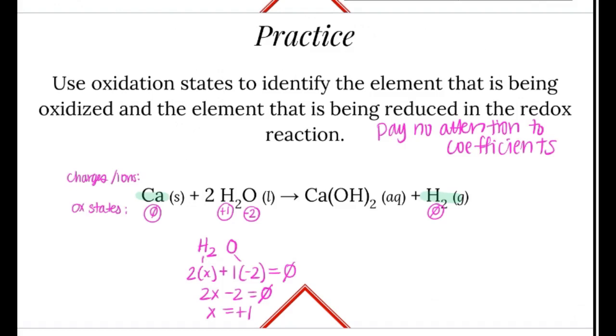So now we can come over here to this ionic compound. If it's ionic, it may be helpful for me to split it apart into its ions. If I split it apart into its ions, I can just assume the oxidation state is going to add up to the charge of the ion. So for calcium, the charge of calcium is +2. Therefore, the oxidation state is +2. Now for hydroxide, I have a little more work to do. It has to add up to -1 because that's the charge.